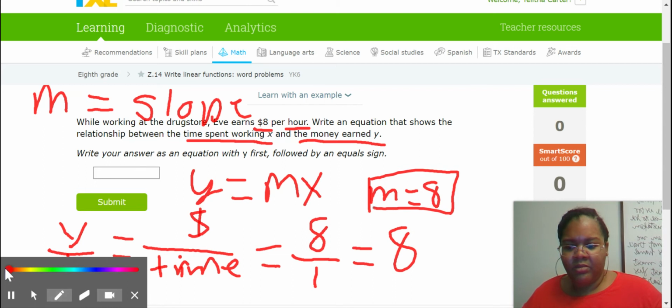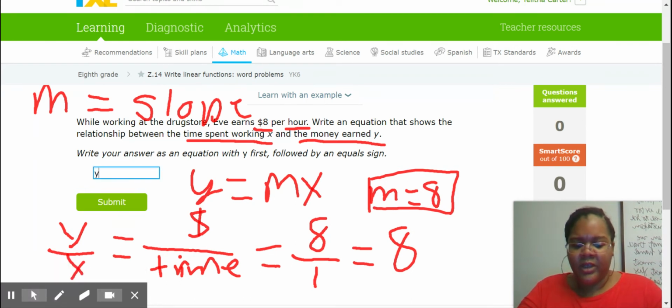Okay, so now let's just write an equation. So all I'm going to do, y stays the same, so you keep y. Put your equal sign. Now, instead of putting this m right here, I'm going to put the number that it represents. And the number that it represents is 8. And then you're just going to put the x. All right. So all you need to do is figure out what that m is.